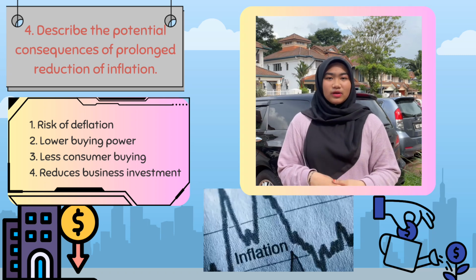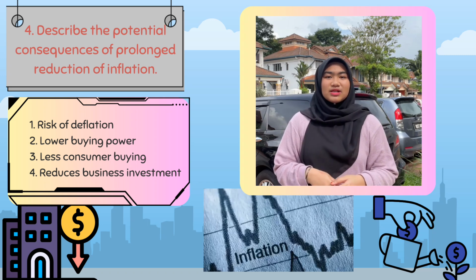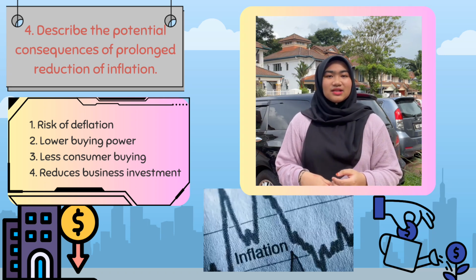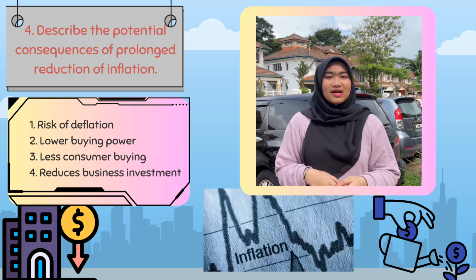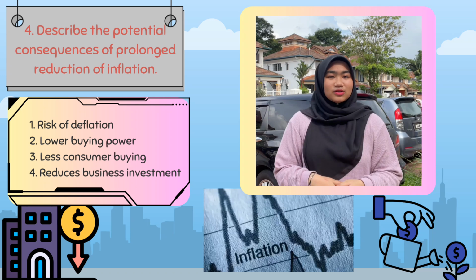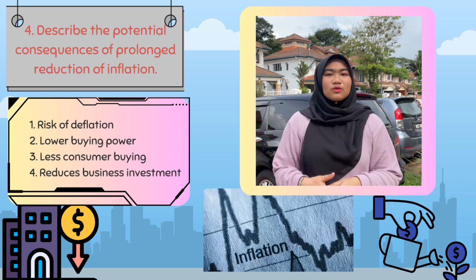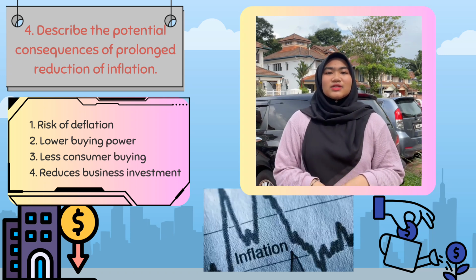Second, lower buying power. Even with low inflation, wages may not grow enough. It will reduce people's ability to buy things. It shows how during the East Asian economic crisis of 1997 and 98, inflation was high and the value of the ringgit fell. Although inflation will drop, people's purchasing power decreases as prices exceed the wages, which makes life more expensive.